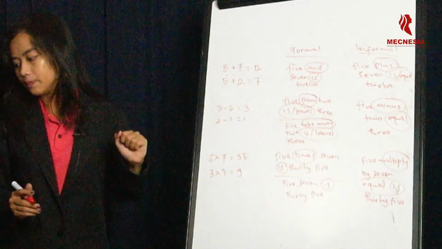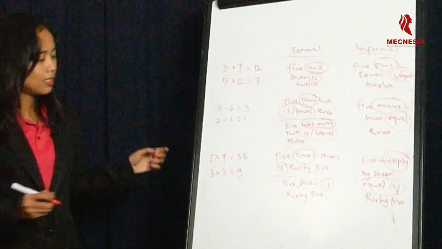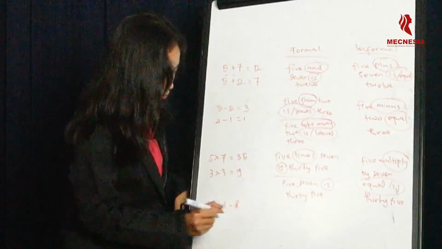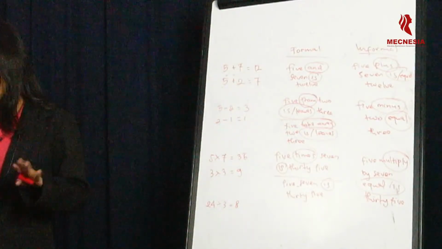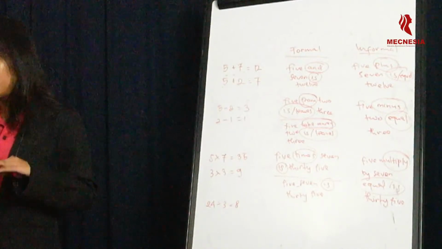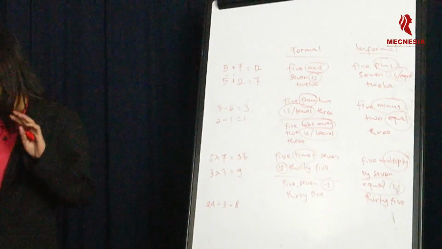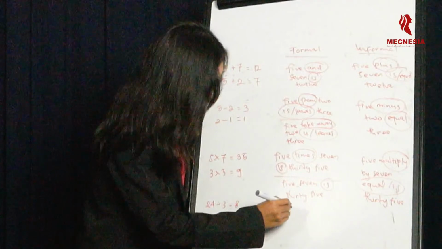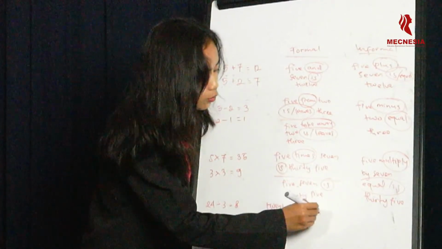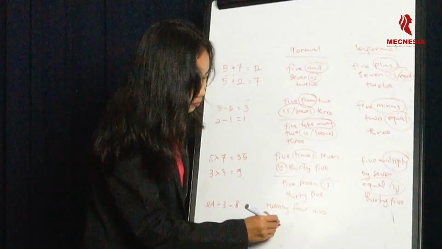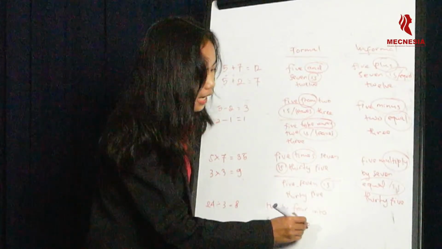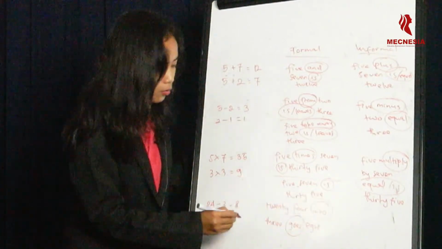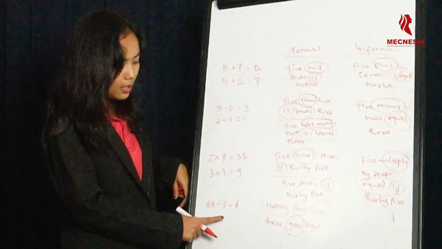Next, pembagian. 24 bagi 3 sama dengan 8. Okay, so you can say 24 into 3 goes 8. 24 into 3 goes 8. Into and goes. 24 into 3 goes 8.